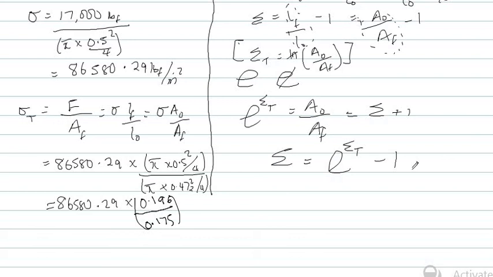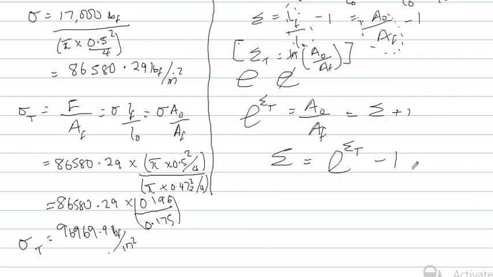And when you multiply 1.12 times your 86,580.29, that's your initial value of your engineering stress, you'll be left with your true stress as 96,969.9, and to be in pound force per inch square.